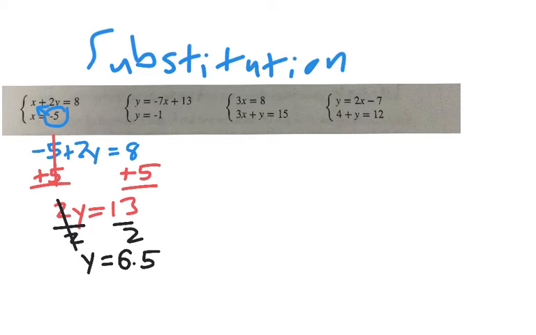So what am I looking for? I'm looking for the place where these two lines meet. So where's the x value that they meet? It's at negative 5, right? Look, it tells me x has to be negative 5. Where's the y value where they meet? 6.5. So if you were to graph these two lines, that's the point they would meet. Right, this is called substitution.